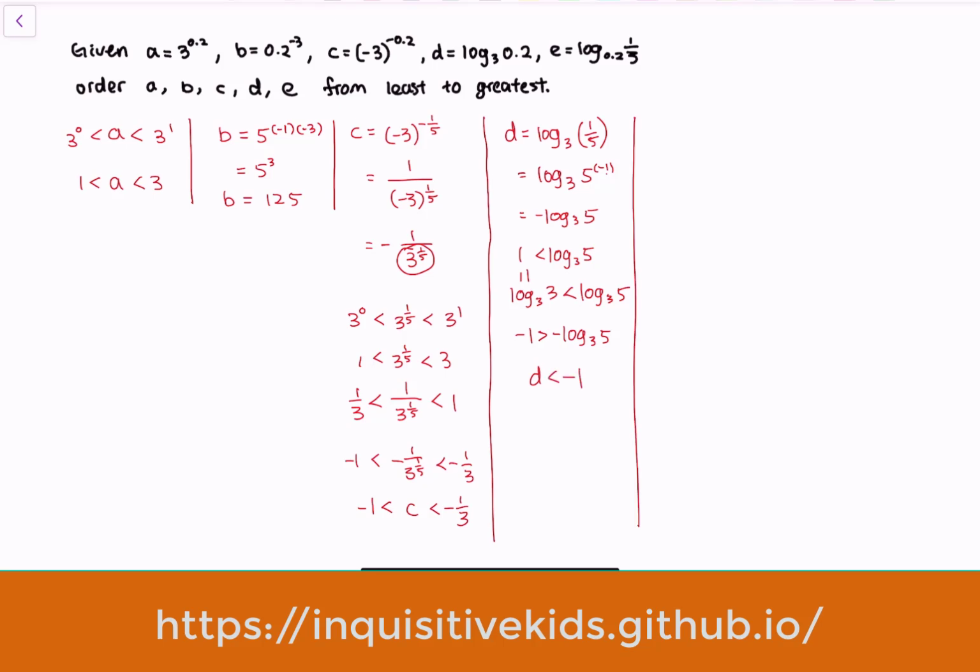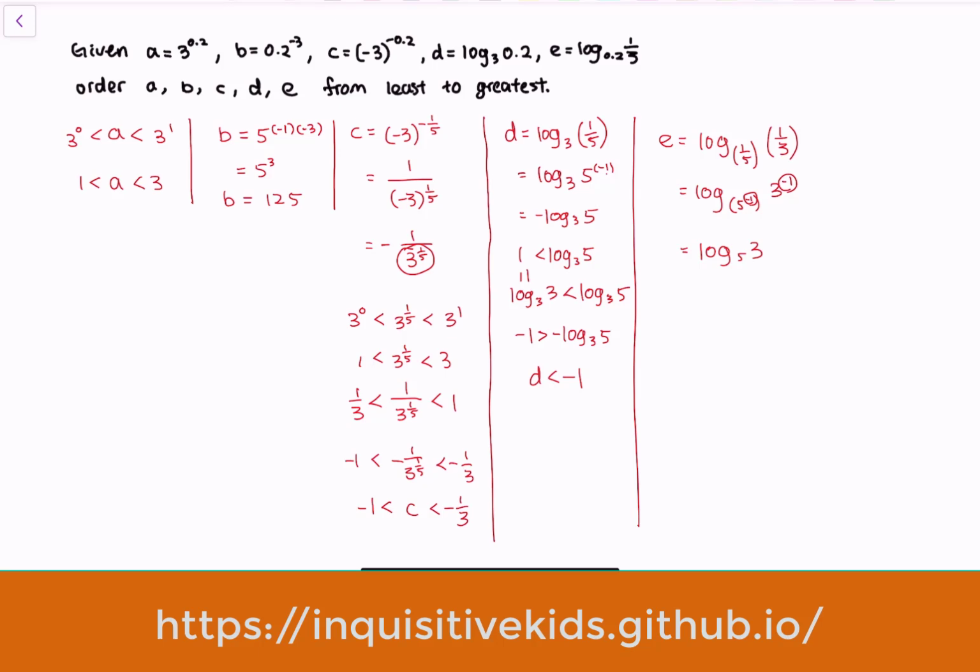Now what about e? e is equal to log base 1/5 of 3, now this is all equal to log base 5 to the negative 1st power of 3 to the negative 1st power. And we can move these two exponents to the front of the log. So it would be negative 1 times negative 1, which just leaves us with positive 1. And we're left with log base 5 of 3.